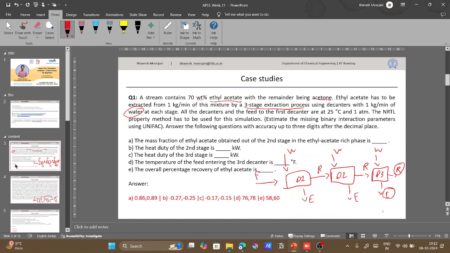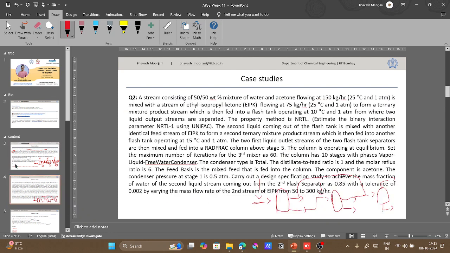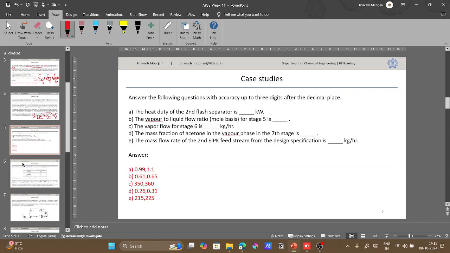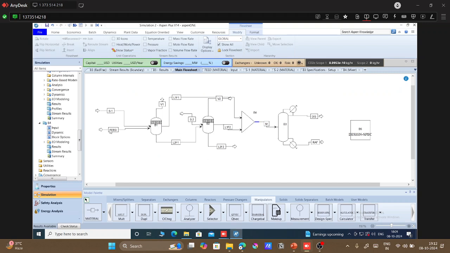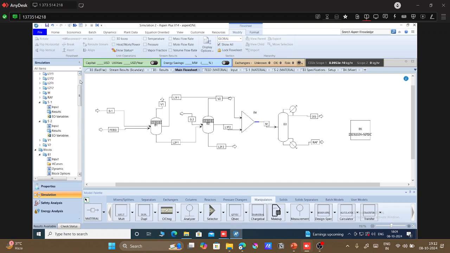So both example 1 and 2 were kind of a part of a category you can add as an extractive distillation type. Okay. Now some of the questions that have been asked in this part is the heat duty of the second flash separator. So that we can quickly look at and then can move forward with the second example.